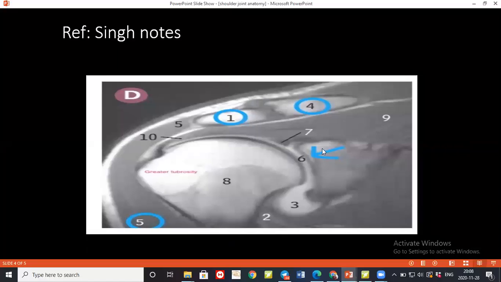All right. Very good. And also, can you tell me what kind of imaging you are looking at? Ma'am, it's the MR arthrogram, oblique coronal view of the shoulder, ma'am. Very good.